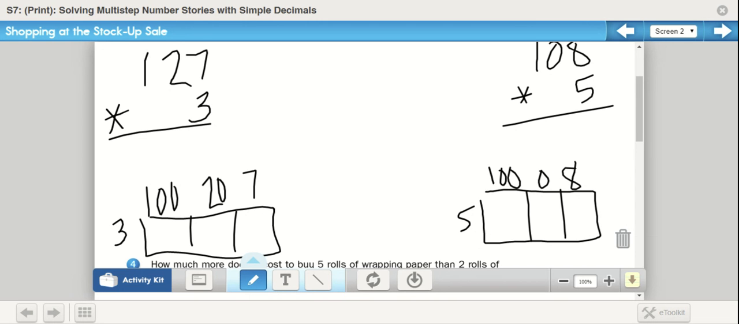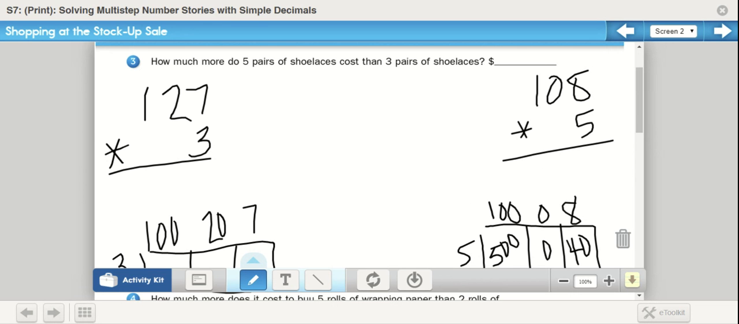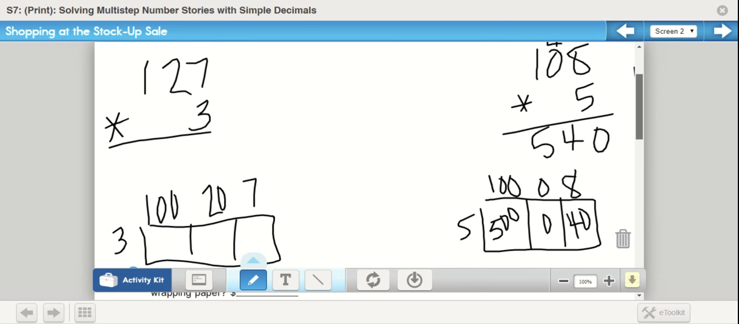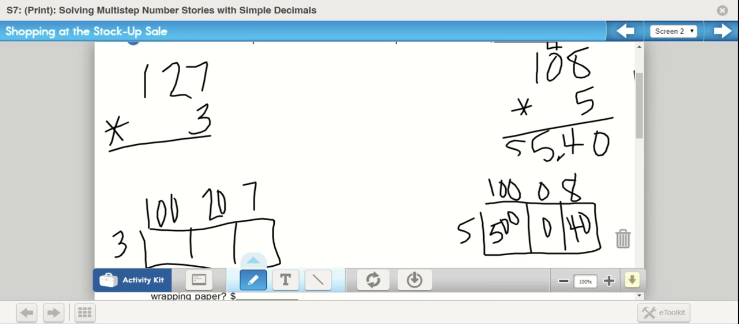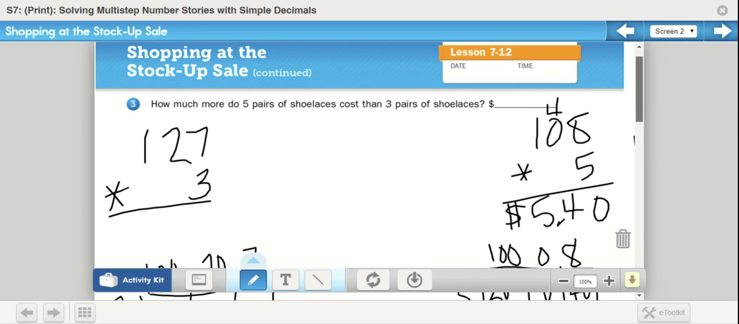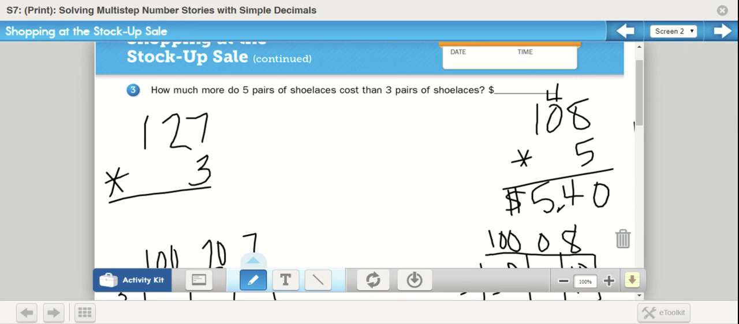Okay, so I'm going to go over here. 5 times 100 is 500. 5 times 0, 5 times 8. So this gets me, again, I'm going to go up here and do this. 5 times 8 is 40. Carry my 4. 5 times 0 is 0. Plus 4 is 4. 5 times 1 is 5. Again, I get the same number. 540 and 540, which is $5.40. So it costs $5.40 to buy the shoelaces if I get 5.